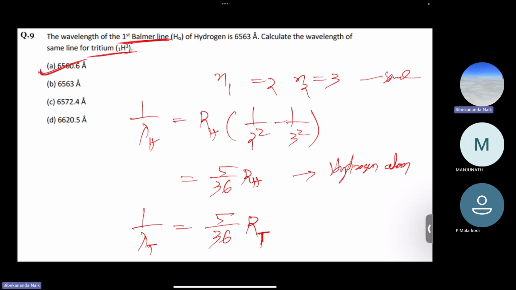So as you can see, if you are assuming infinite mass of nucleus, then the Rydberg's constant will be the same. However, if you are not assuming the infinite mass of nucleus, then due to different mass of nucleus of hydrogen and tritium, the wavelengths corresponding to the transition of electron between the same two levels, because as you can see, for both cases n1 is 2 and n2 is 3, are different. Due to the difference in the value of Rydberg's constant, we are getting different values. So is this clear to you?